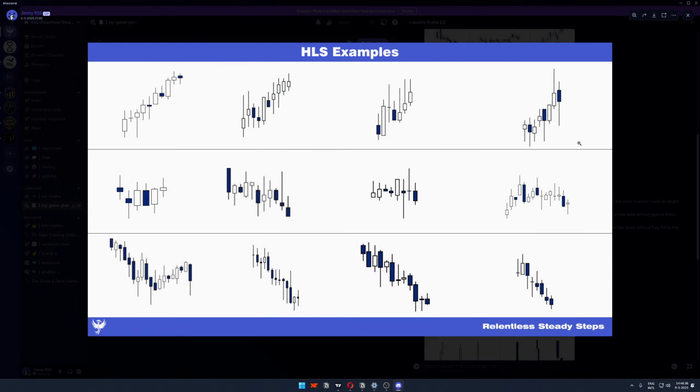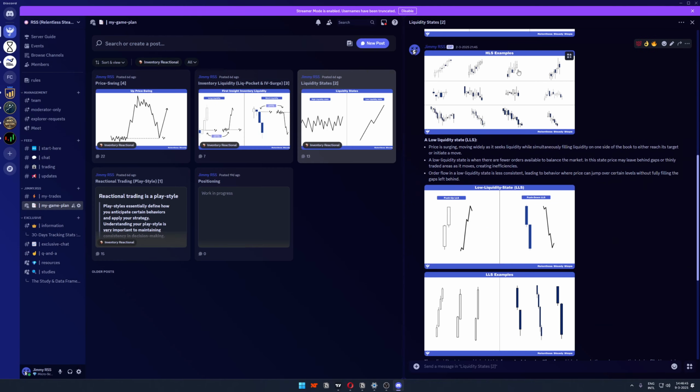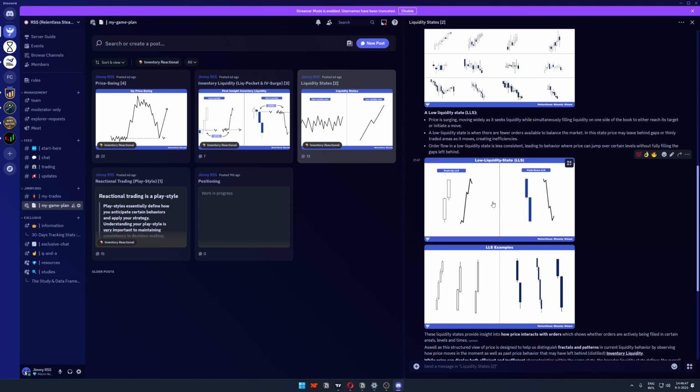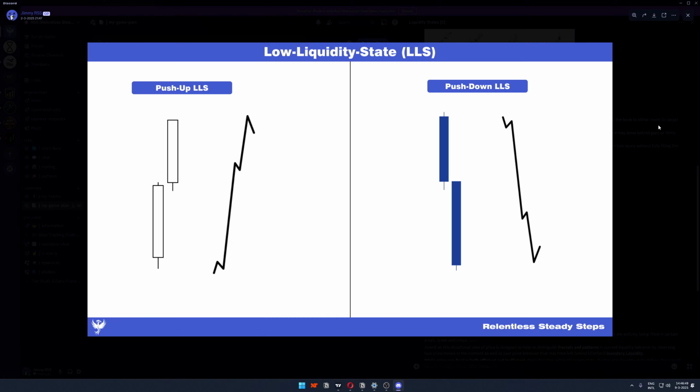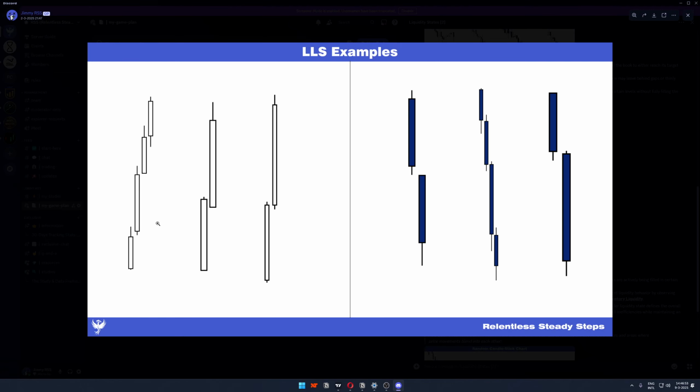So here are some more examples around these ascending pieces of price action, the sideways pieces of price action, and the descending pieces of high liquidity state price action. And these are the examples for the low liquidity state pushes, as well as these. So it's simply just a clear push up or down with highly concentrated bodies and little to no wicks.